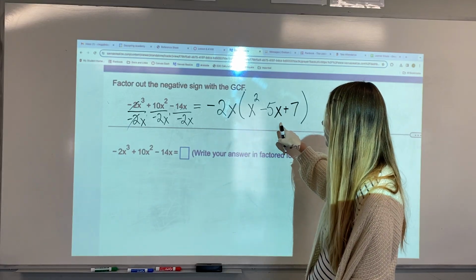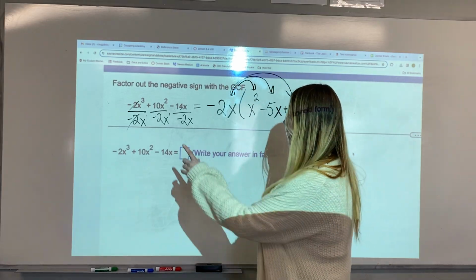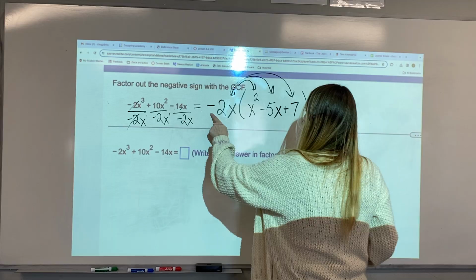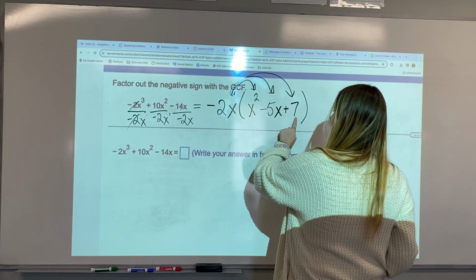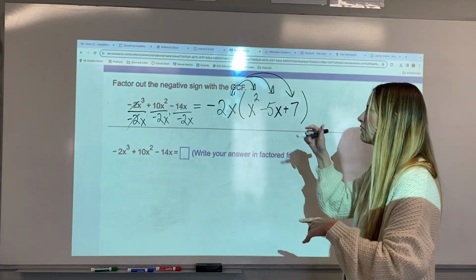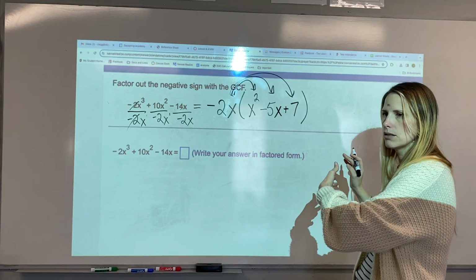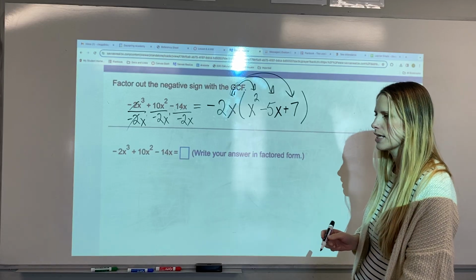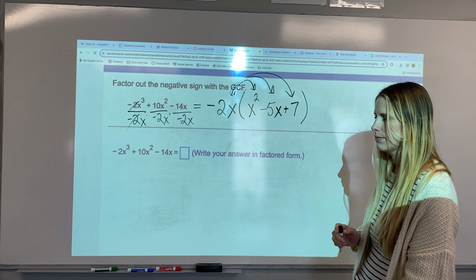-2x times all this stuff. Now, if I were to distribute, I'll show you how the signs would work out just like I did in the beginning. -2 times +1 is -2. -2 times -5 is +10. And -2 times 7 is -14. So factoring out the negative switches all the signs inside the parentheses, but would multiply out to be the exact same signs as the beginning. Do you guys need time to work on yours? Yeah. Okay.